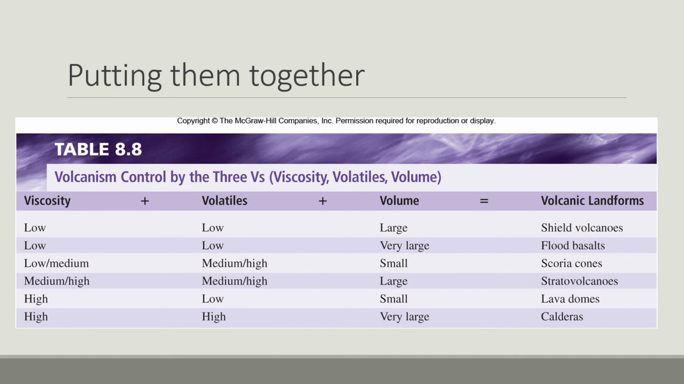domes. We typically see this happen where the lava or the magma makes its way up through the center part of the volcano to the vent, but then never really does anything. So it just makes this little cap on the top of our volcano. And then lastly, we can have a caldera where we have a high amount of viscosity, so a very thick magma, a high amount of volatiles, and a very large amount of volume.